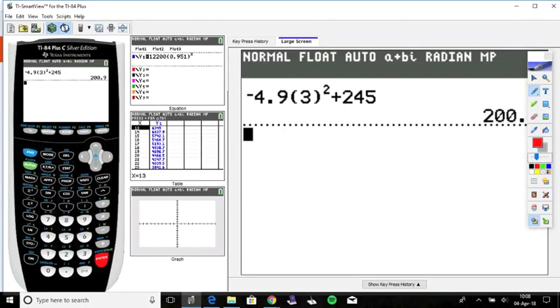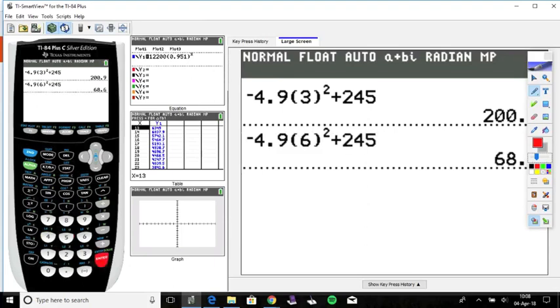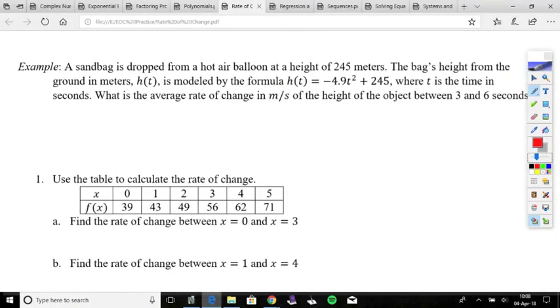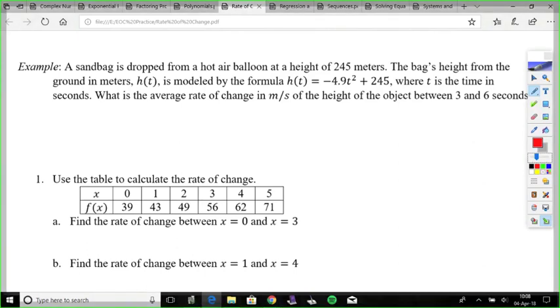All right, now what we also need to do, while I'm on the calculator, is go ahead and plug in 6. So let's try this one more time, negative 4.9, and then we'll plug in 6 to the second power, plus 245. All right, and we get 68.6. So now we have everything that we need to go back to our slope formula. At 3 seconds it was 200.9, and at 6 seconds it was 68.6.